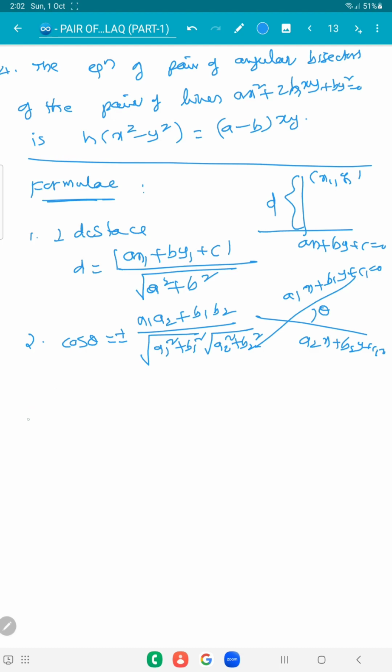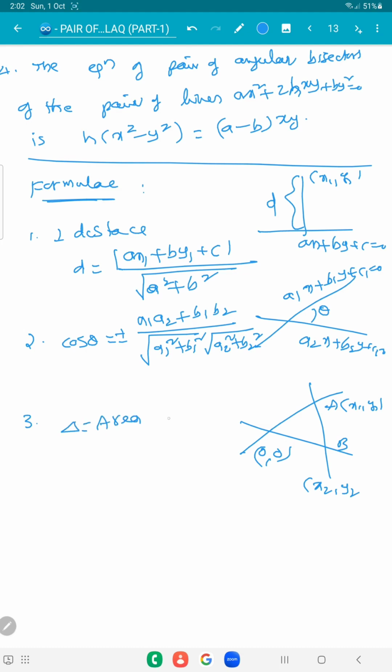Third one, area of the triangle. For the area of the triangle, if one of the vertices is origin and the other vertices are x1 y1, x2 y2, then area of the triangle is equal to 1 by 2 times of x1 y2 minus x2 y1. This is the shortest formula.